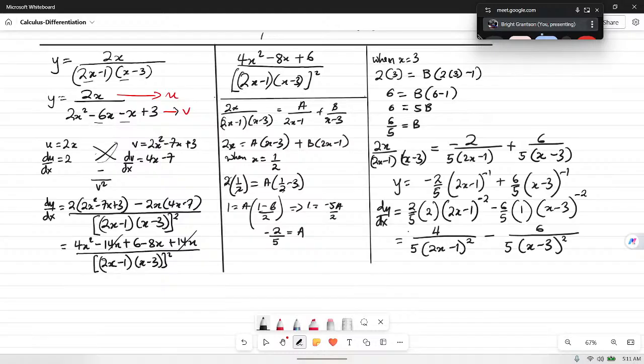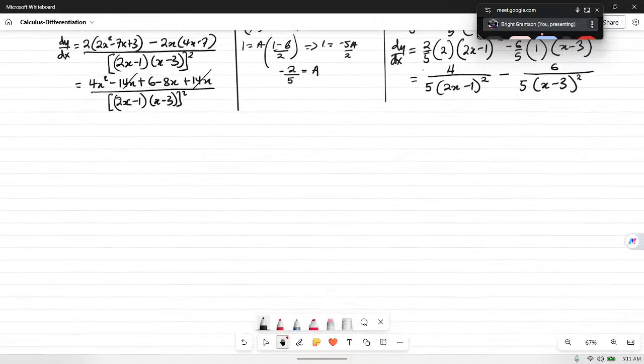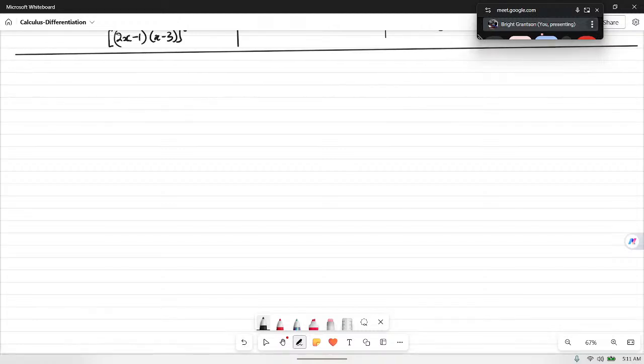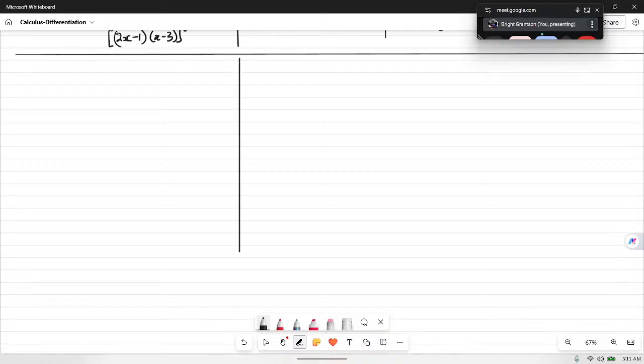So right here you can see that they are still fractions, right? But quotient rule may not be an appropriate measure of solution. Okay, let's do the last one.